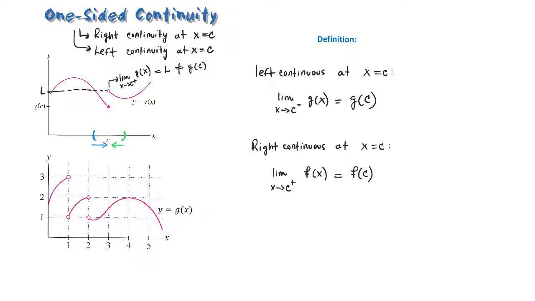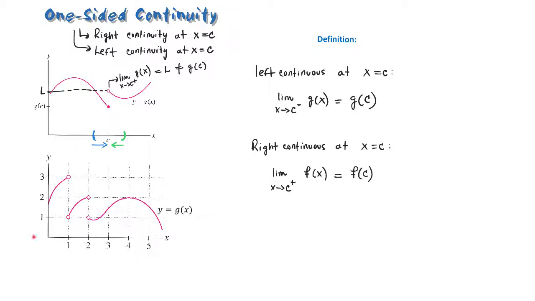a point C, but the function may have continuity on the left of C, or it may have continuity on the right of C. And the idea is the same, that the left-hand limit has to exist, but just existing is not enough. It has to be equal to the y value of the function at C. And right continuity means that the limit as x approaches C from the right exists. So the right-hand limit has to exist, but just existing is not enough. The limit has to equal the value of the function at C.